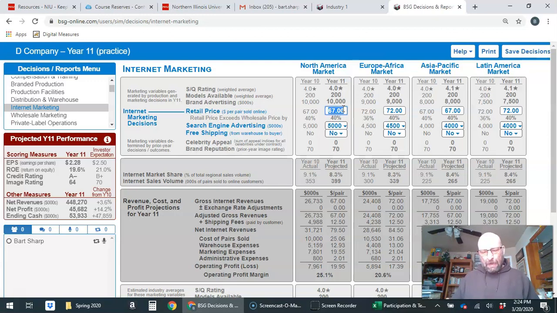And so what you'll see happen is the number of retailers that are willing to carry your shoes will go down over time, and that can cause serious problems for you.